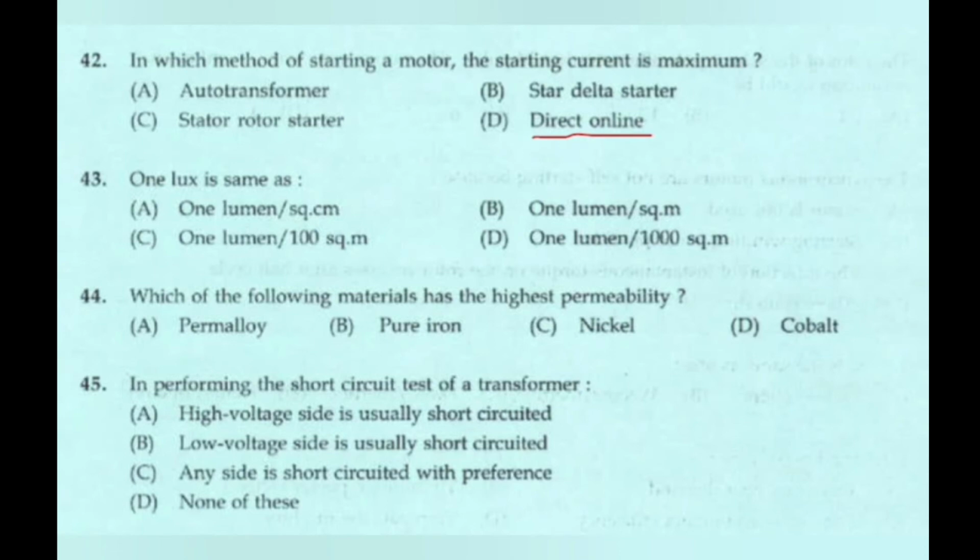Question number 43. 1 lux is same as? Answer is option B, 1 lumen per square meter. Question number 44. Which of the following materials has the highest permeability? Answer is option A, permalloy.